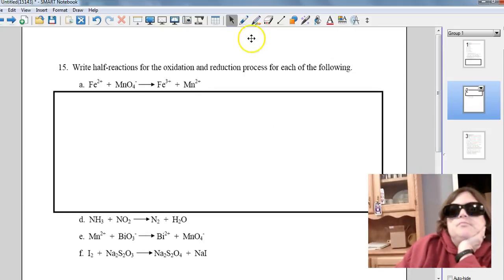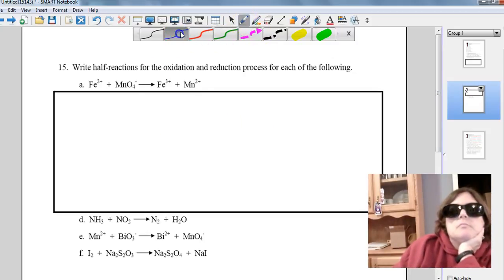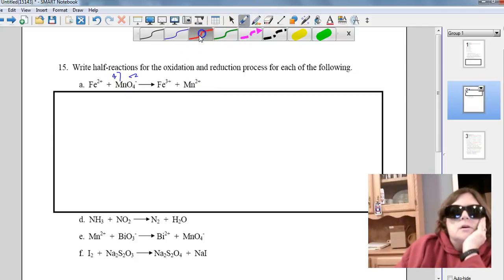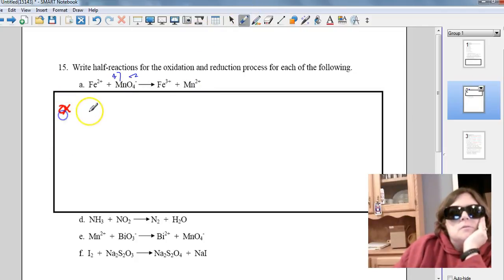Half reactions. Plus 2. Manganese in this case, that'll be a negative 8. It has to add up to negative 1, so he's a plus 7. Iron's a plus 3. Manganese is a plus 2 there. So, who is being oxidized? Iron is going from a plus 2 to a plus 3. So he is losing 1 electron.